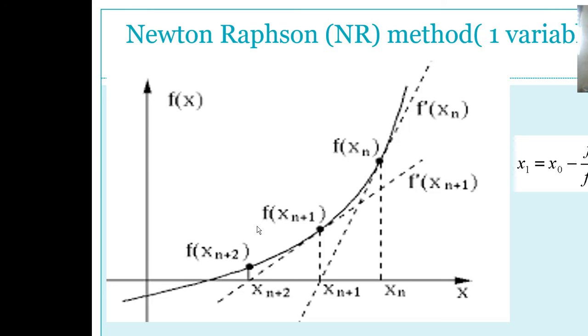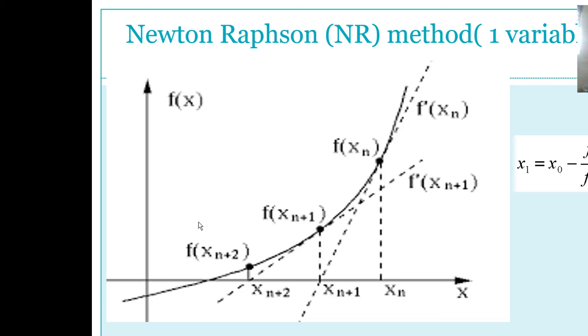But actually we can now again evaluate the function at this point, repeating the process: draw a tangent at this point to the actual function, calculate the slope of this tangent as f'(x_{n+1}), and where this tangent line cuts the x-axis, assume that this is the new value of the root. So x_{n+2} can be evaluated in terms of x_{n+1} minus f(x_{n+1}) divided by f'(x_{n+1}).